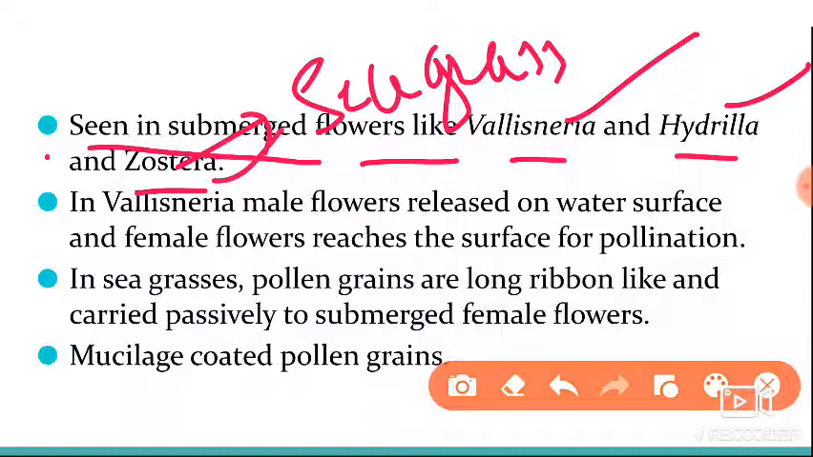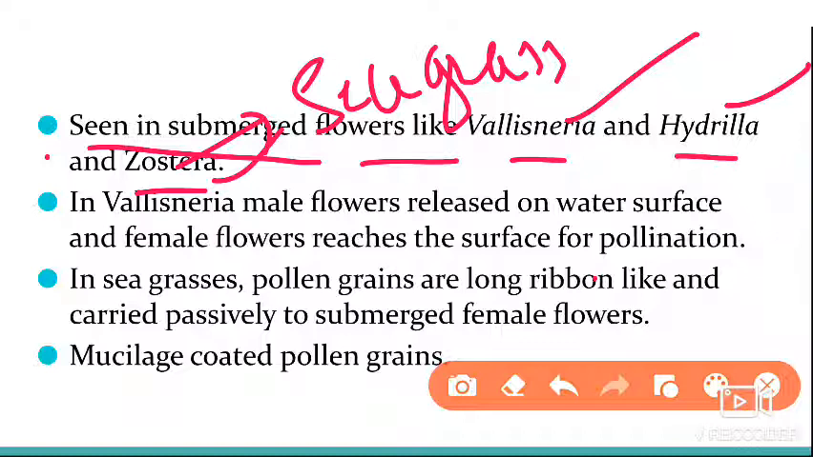One point please remember: all aquatic plants do not carry out their pollination with the help of water. For example, take water hyacinth, the terror of Bengal. How does pollination occur in that plant? Usually either by insects or by air, because the plant is not completely submerged in the water. They are exposed and present on the surface of the water, so they require wind or insects for their pollination.